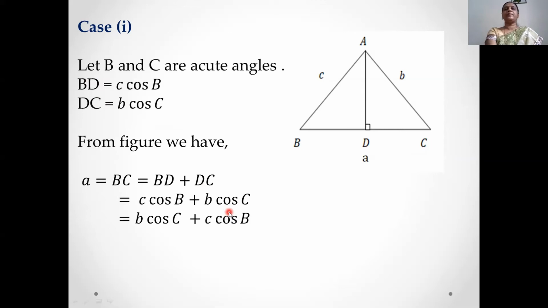And in this way you rearrange this. Take the term of b first, then write the term second. You are only rearranging these terms. In this way you get a is equal to b cos C plus c cos B. In this way we have proved the first rule, taking B and C acute angles.